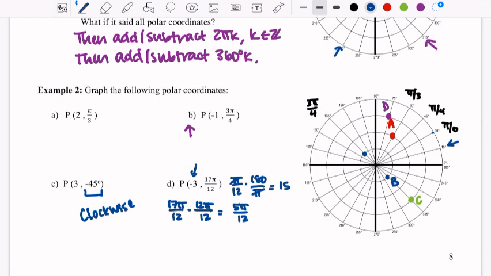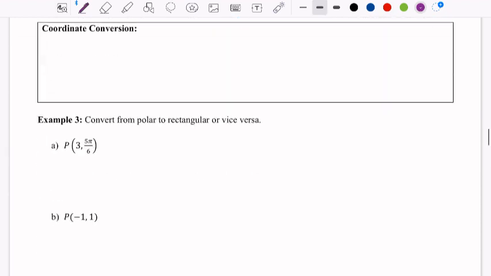Well, we have a -3 radius, so I want to be going in the opposite direction, so let's go ahead and fix that. So here's 5 pi over 12, that's coterminal with 17 pi over 12. So I want to go 1, 2, 3, and be down here. Okay, hopefully we're all on the same page now. Let's go ahead and turn our page.